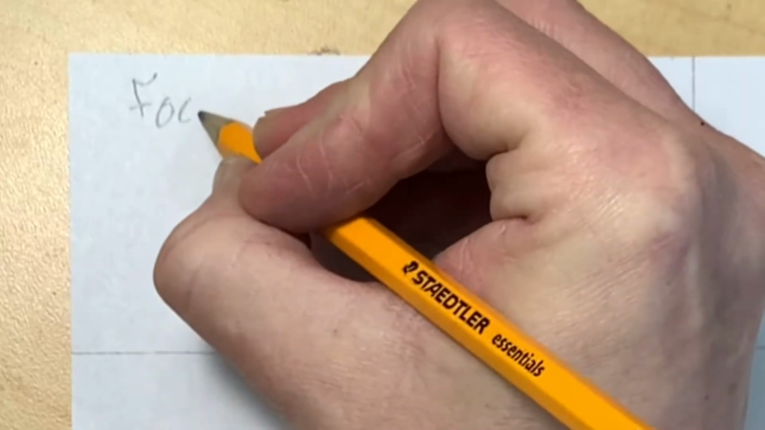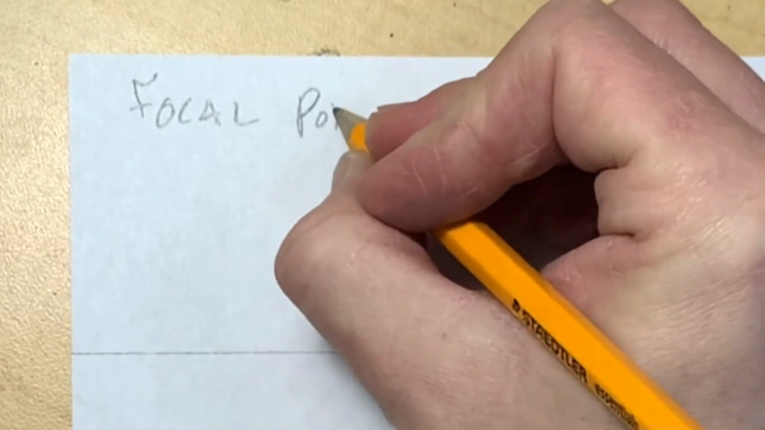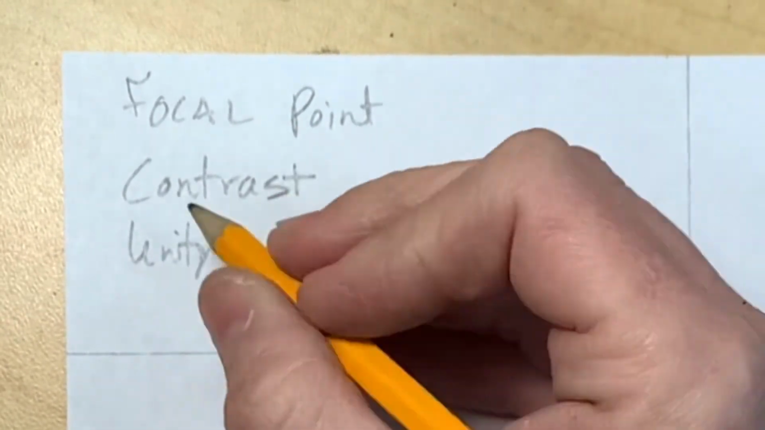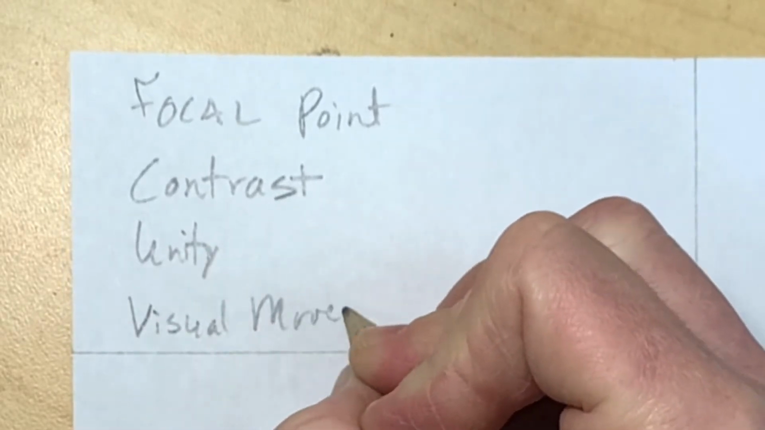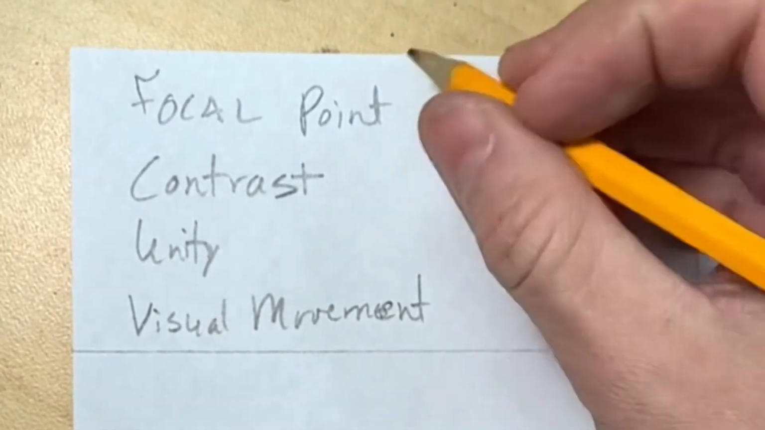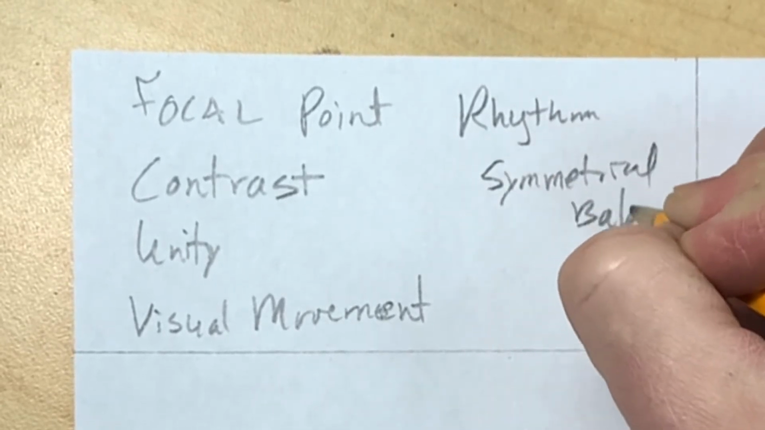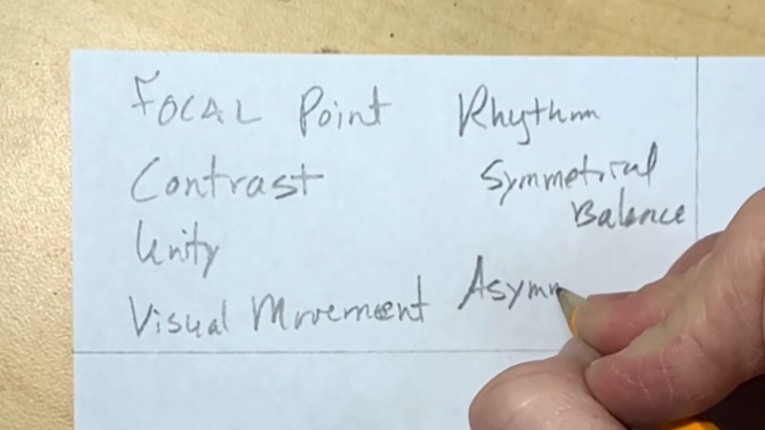So in the first one, you're going to go ahead and write in each of these things that you want to show. So we got focal point, contrast, unity, visual movement, rhythm, symmetrical balance, and then asymmetrical balance.